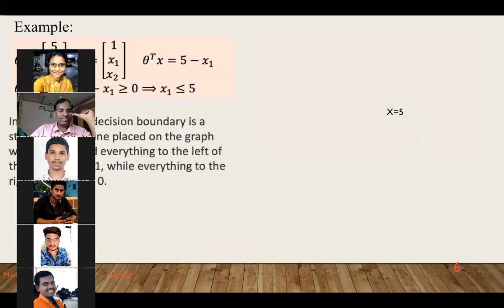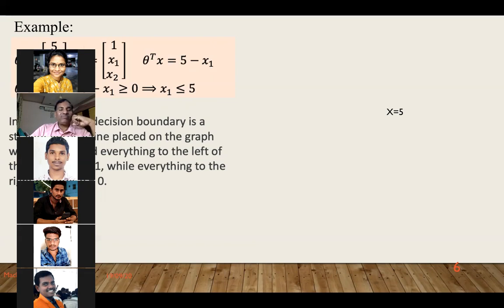So we'll see an example now. Theta equals 5, minus 1, 0. Suppose we got these weights after fitting the model. And x naught is always 1, so we write x as a column vector 1, x1, x2. Then what is theta transpose x here? It is 5 minus x1 plus 0 times x2, that is theta naught x naught, theta 1 x1, theta 2 x2. So you get 5 minus x1.